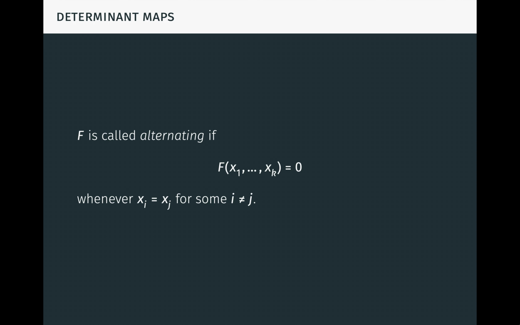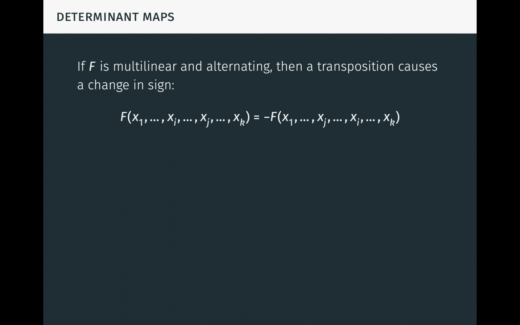f is called alternating if f(x1, ..., xk) equals 0 whenever any two of the vectors xi and xj are equal. Again, for k equal to 2, we saw this property earlier with the area function. If f is multilinear and alternating, then a transposition of any two arguments causes a change in sign, as seen here where xi and xj have been swapped. As an example, if k equals 3, then f(x1, x2, x3) equals minus f(x1, x3, x2).